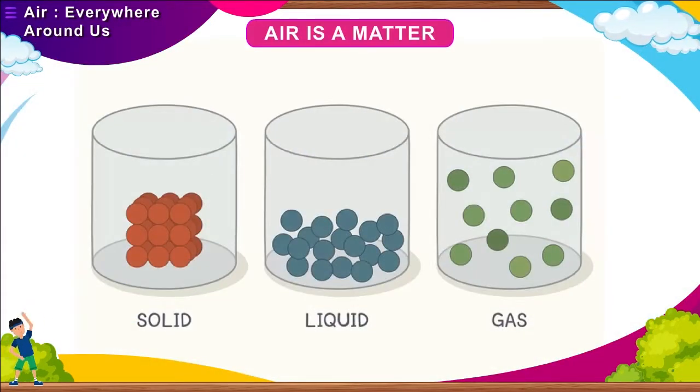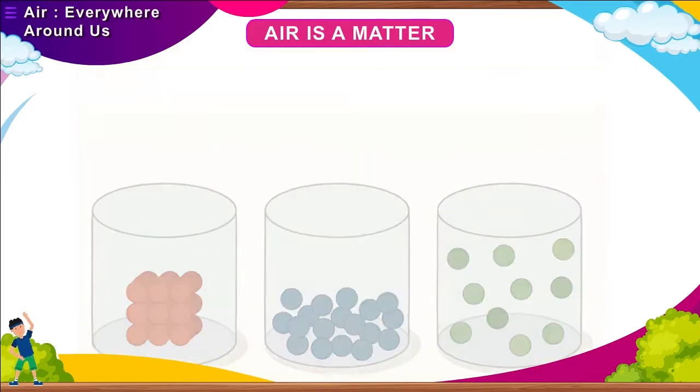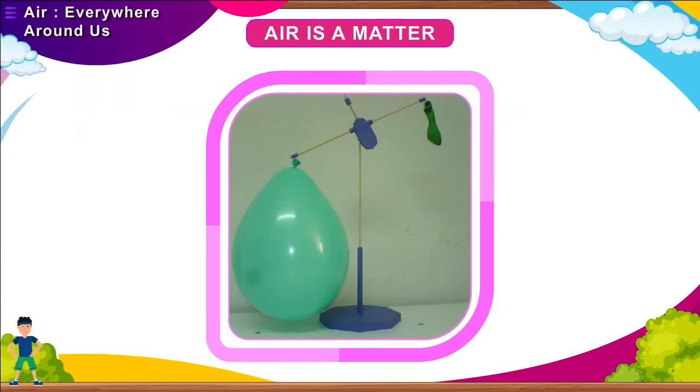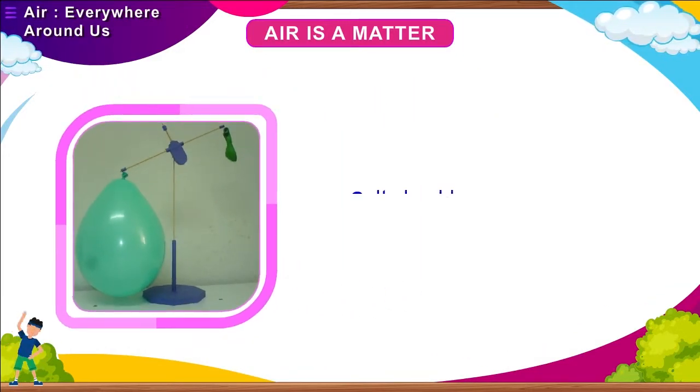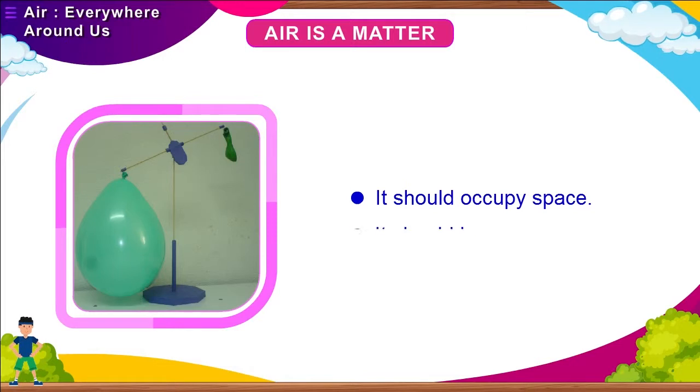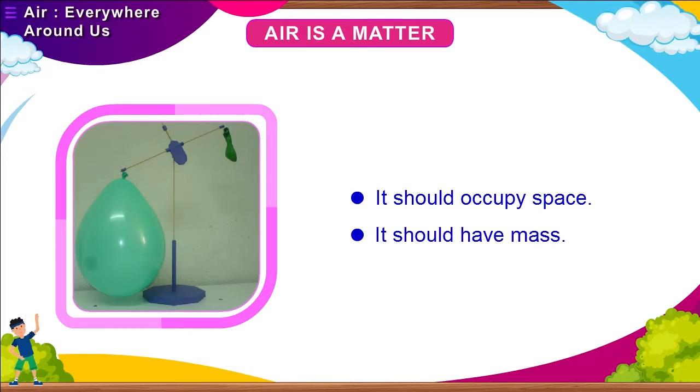Air is a matter. Matter is defined as something which occupies space, is affected by gravity, and has weight. Thus, there are two necessities for the air to be matter. They are: it should occupy space, and it should have mass. Here are some activities to show that air is a matter that has weight and occupies space.